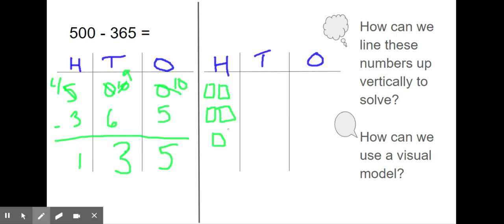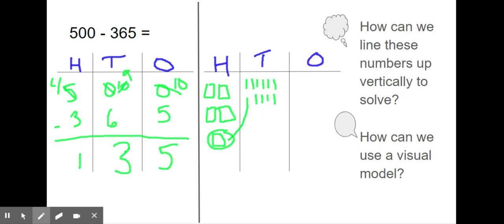Okay, so I need to unbundle 100, right? Because I need to take away 5 ones, but I don't have any ones and I don't have any tens to unbundle a 10. So let me unbundle 100 first. I'm going to circle this 100 and move it over here to my tens. So I get 10 tens. 1, 2, 3, 4, 5, 6, 7, 8, 9, 10.